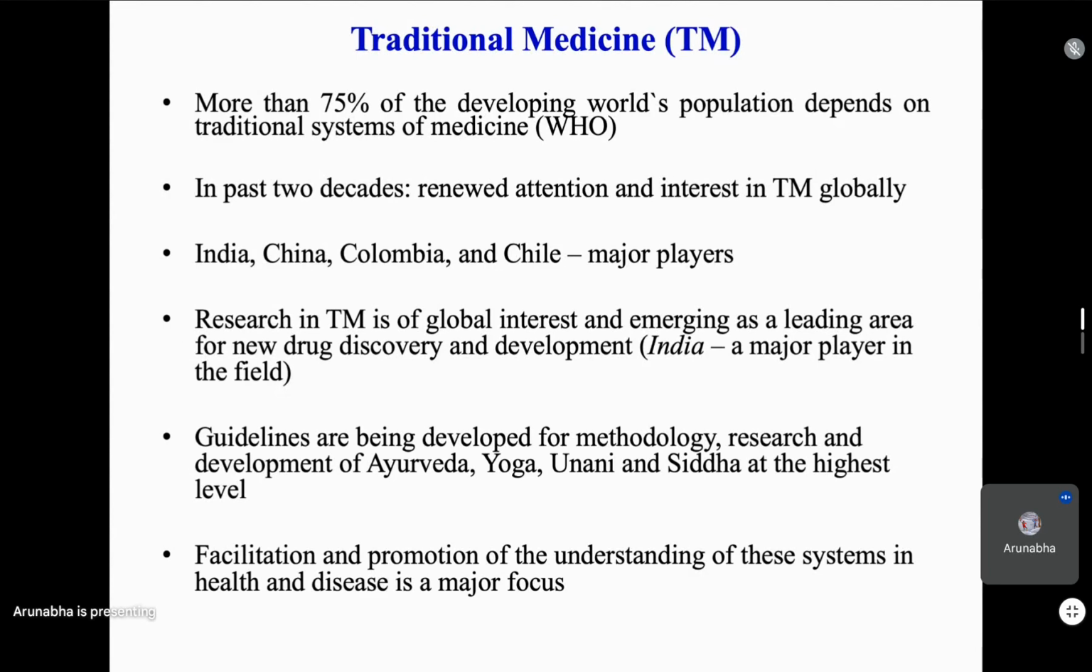Guidelines are being developed for methodology, research, and development of drugs from traditional systems of medicine so that they can act as an alternative or complementary source for medications for intractable diseases. And hence, there is an attempt to facilitate and promote the understanding of these systems of health and disease all over the country and all over the world.